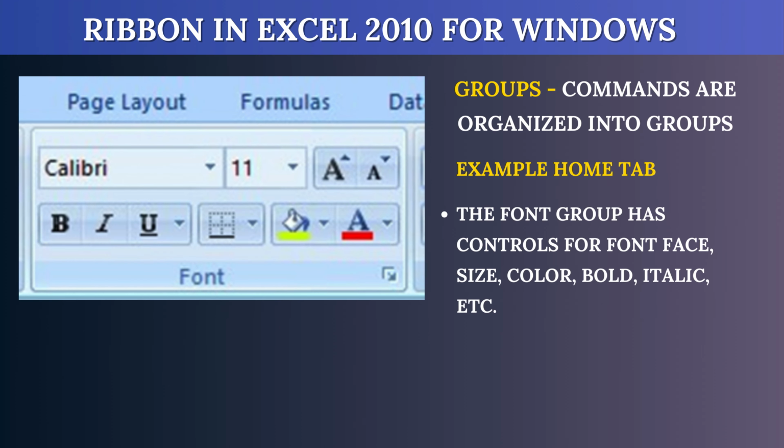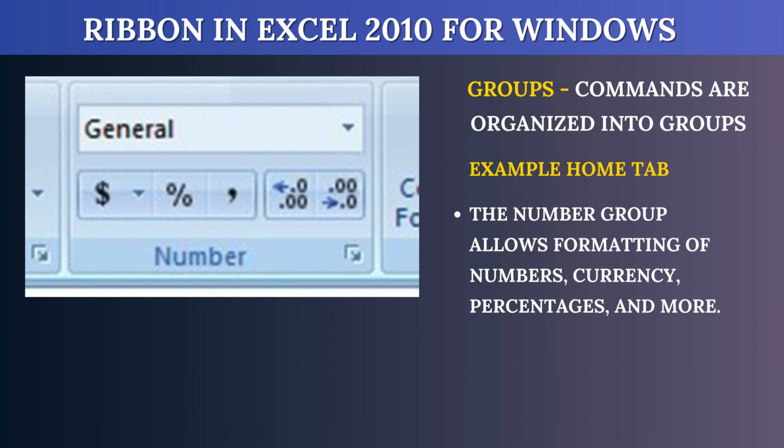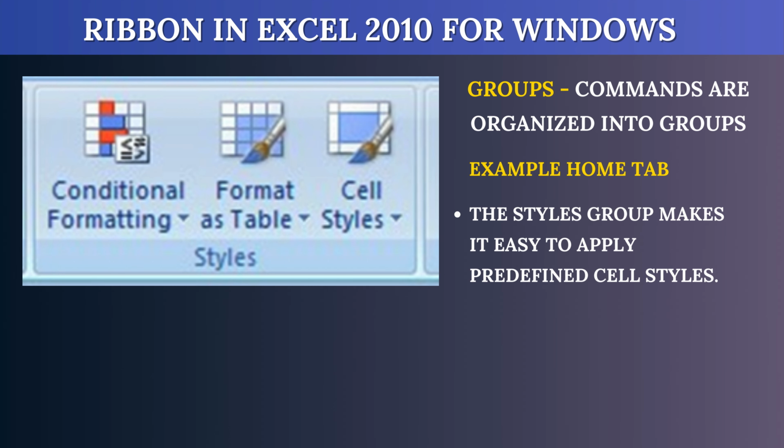While talking about groups within each tab, related commands are organized into groups. For instance, on the Home tab, the Font group has controls for font face, size, color, bold, italic, etc. The Alignment group handles text alignment, merging, orientation, indents, etc. The Number group allows formatting of numbers, currency, percentages, and more. The Styles group makes it easy to apply predefined cell styles.